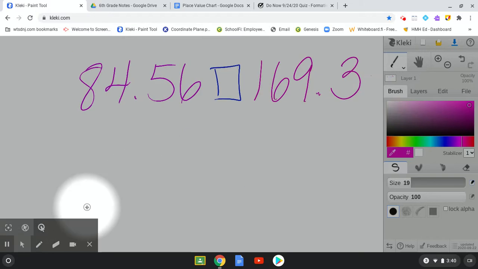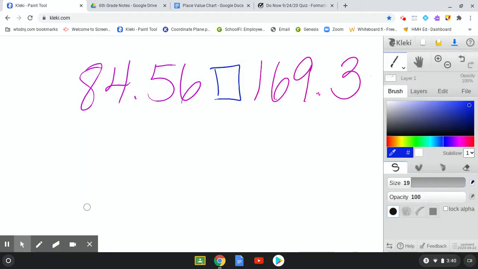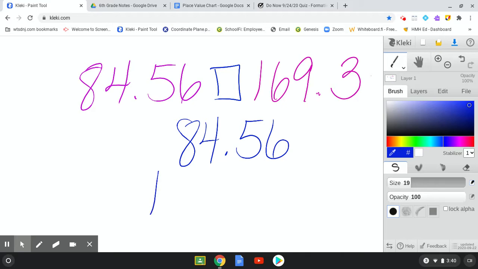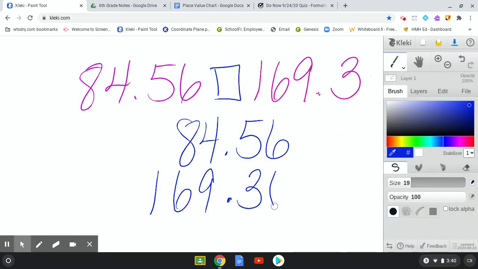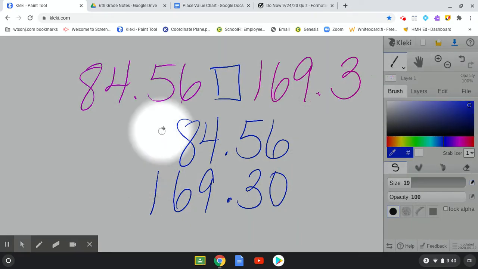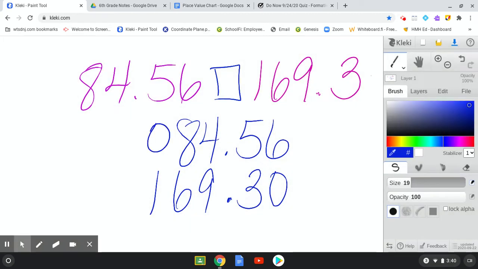Okay, so let's look at these. I'm going to line them up by decimal. So 84.56 or 84 and 56 hundredths. I'm going to line these up. Remember, they have to be lined up by decimal point. So my decimal points have to get lined up, all right? I don't have a digit here, but I can put a placeholder of 0 to help me out. So remember, when we're comparing decimals, we're starting all the way to the left. Here, I can put a placeholder of 0 to help me out.